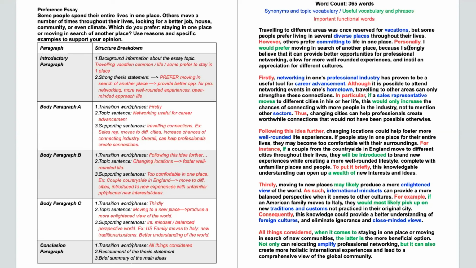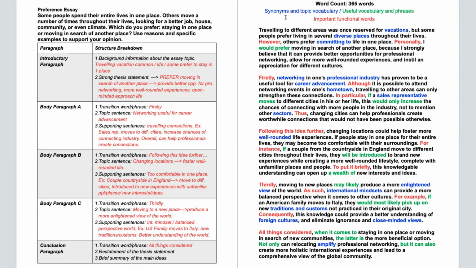I've got however, personally, and of course the transition words, firstly, following this idea further, thirdly, and all things considered, but notice that I have them also in each paragraph. So they're very helpful for explaining, for giving examples, and also to conclude each paragraph. So keep that in mind.